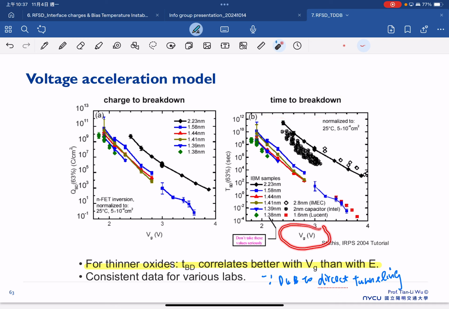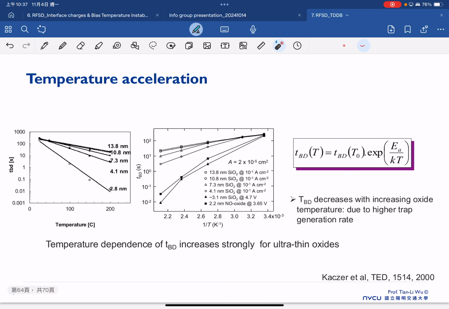So you can see this is the time to breakdown with a different oxide thickness, and this is the gate voltage versus time here. And also, once we do the acceleration, we also need to consider the temperature acceleration as well. So now you see, this is a case with a different oxide thickness. And if we go down to very thin dielectric here, actually our TDDB is dramatically decreased.